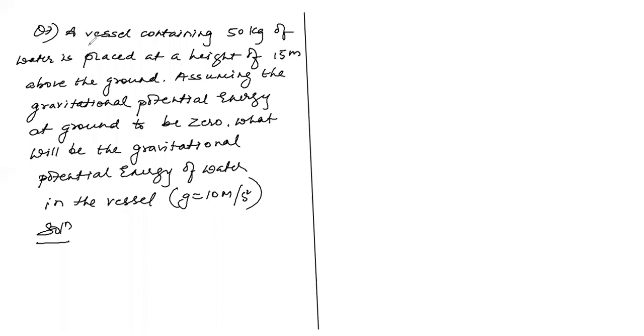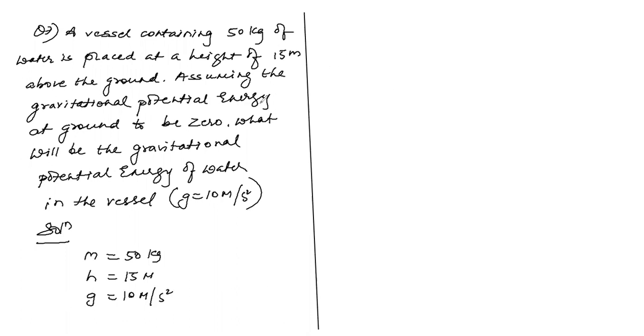Question number 7, children. A vessel containing 50 kg of water is placed at a height of 15 meters above the ground. Assuming the gravitational potential energy at ground to be zero, what will be the gravitational potential energy of water in the vessel? See, the mass of the vessel with water is 50 kg, okay? And it is at a height of 15 meters above the ground, right? And g is 10 meters per second square.